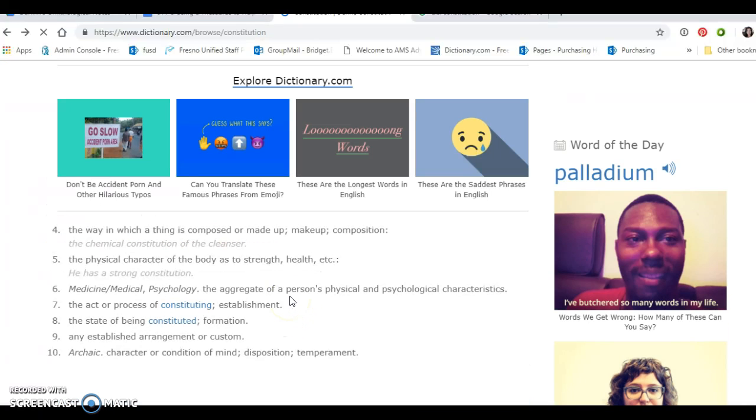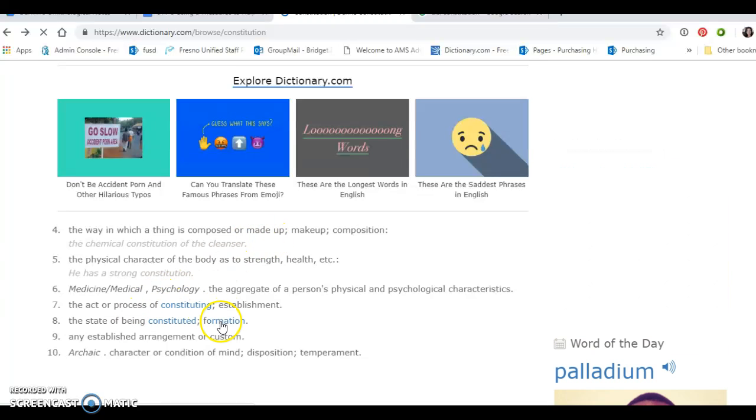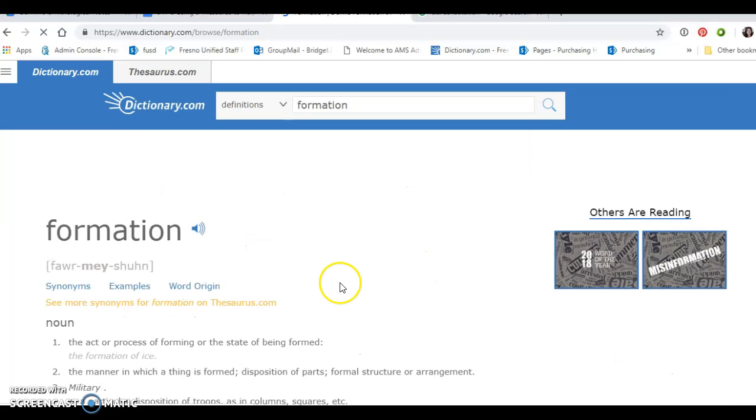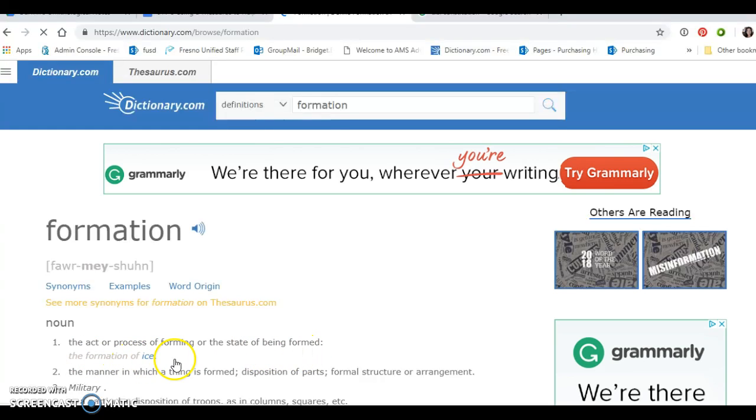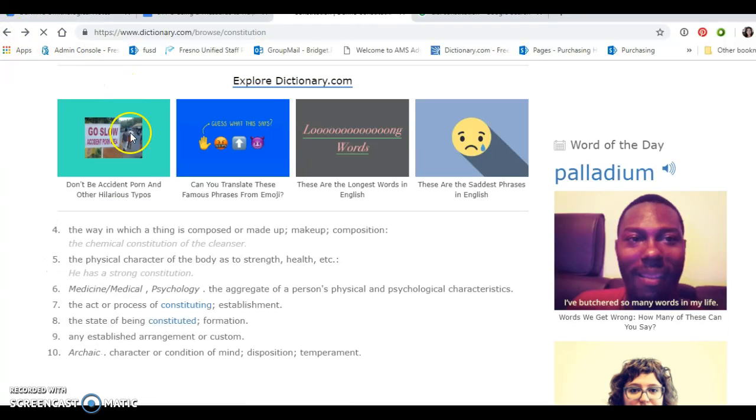And we're just waiting for the internet to do its thing. All right. And then we're going to also look at formation. The act or process of forming or the state of being formed. The formation of ice. So that looks close to like the formation of an island, the formation of something being built. Okay, so this is looking pretty good. So I like this definition here.